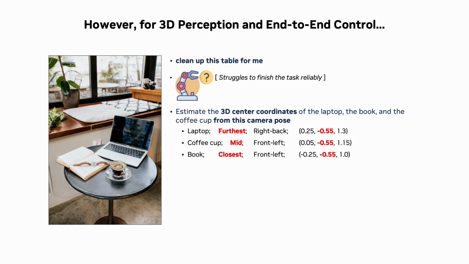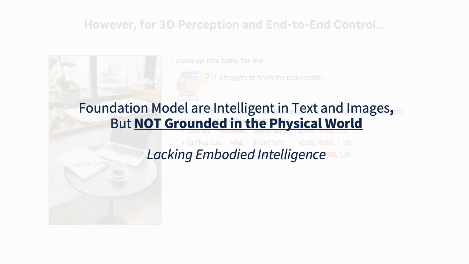Even frontier models fail on simple physical tasks like clean up this table. And when we ask them to estimate 3D coordinates of objects in this scene, they produce obvious mistakes. Notice all three objects share the same Y coordinate, which is clearly wrong. This reveals a fundamental gap. Foundation models are intelligent in text and images, but not grounded in the physical world.